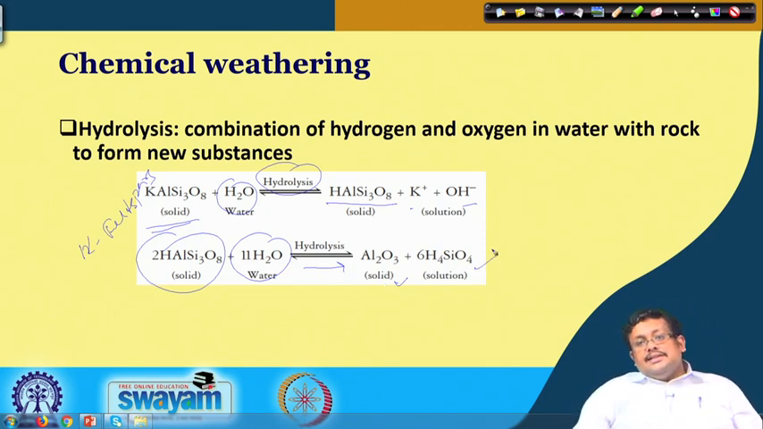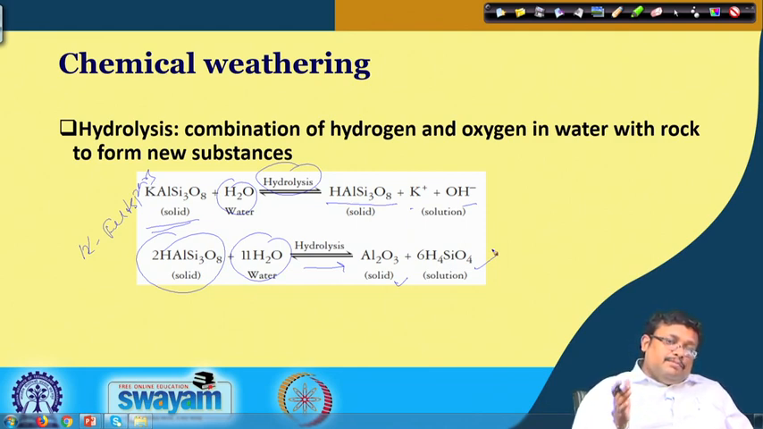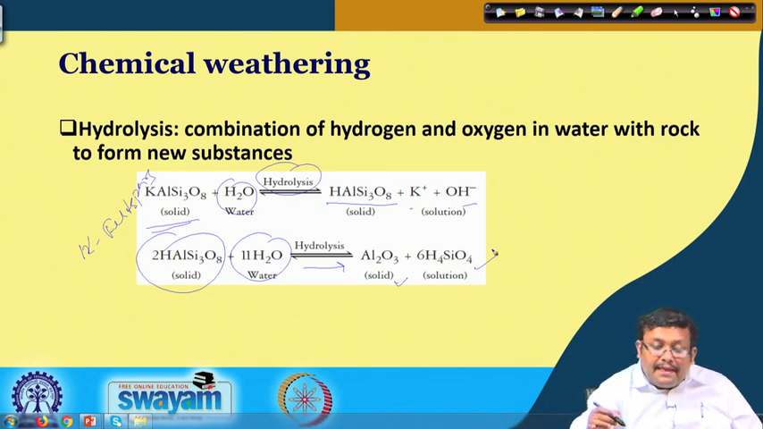So, you can see, as a result of water breakdown and its combination with potassium feldspars, we are getting two end products, that is aluminum oxide and silicic acid. So, the chemical nature of the minerals has already changed. Initially there is feldspar and ultimately we are getting aluminum oxides as well as silicic acid. So, this is an example of the hydrolysis process.